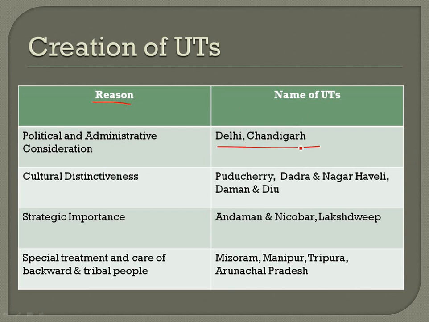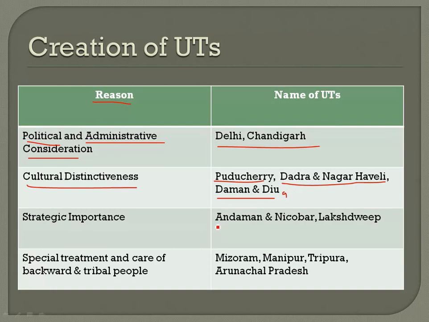Delhi and Chandigarh were created because of political and administrative considerations. Puducherry, Dadra and Nagar Haveli, Daman and Diu were created because of cultural distinctiveness. They were under control of the Portuguese for over a century, and that is why the culture here is very different from Indian culture. So, in order to preserve that, they were given the status of union territory.